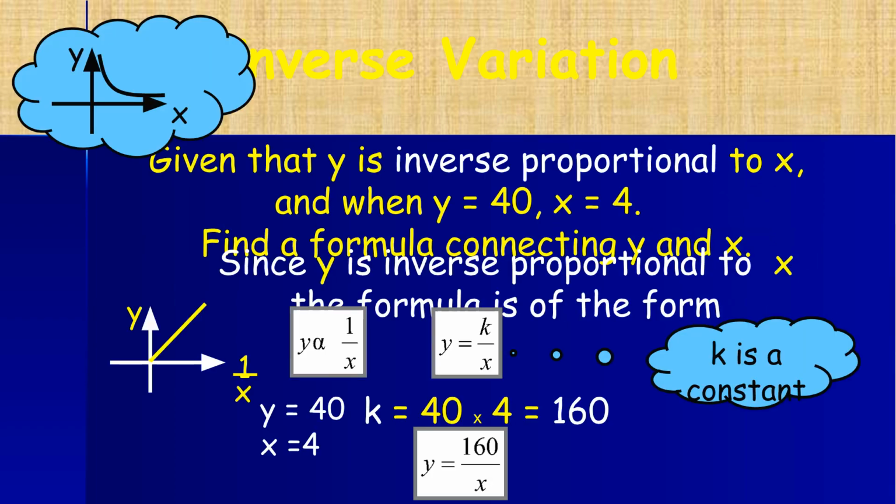Let's find the formula connecting y and x, given that y is inversely proportional to x, and y equals 40 when x equals 4. Since y is inversely proportional to x, the formula is y equals k over x. Substituting the values gives 40 equals k over 4, so k equals 160. The formula is y equals 160 over x.